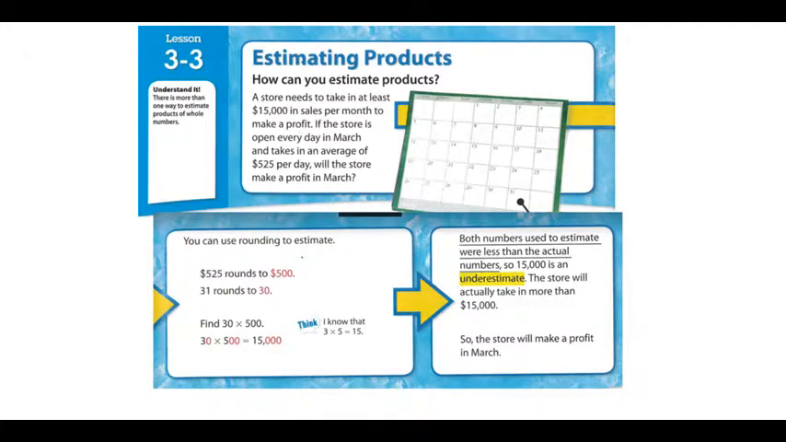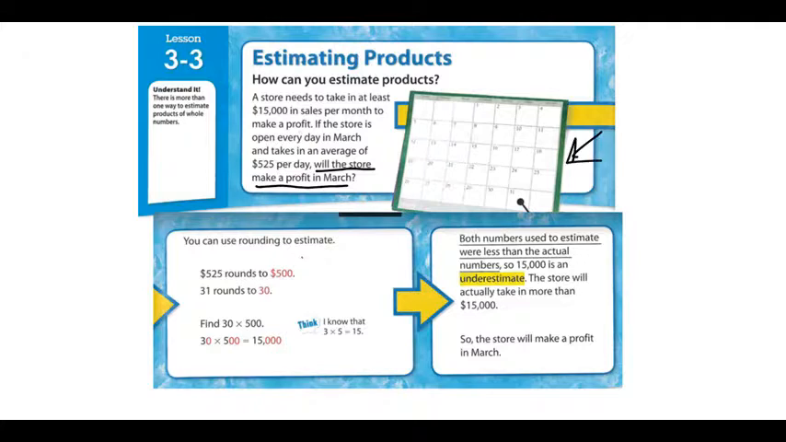Okay, so the first thing I want to do is underline the question. Watch me underline the question so I know what I'm looking for. Will the store make a profit in March? So we're going to end up being able to say yes or no, okay, with our proof. We have to have proof. And notice that there's a calendar here to help you because they talk about a month.